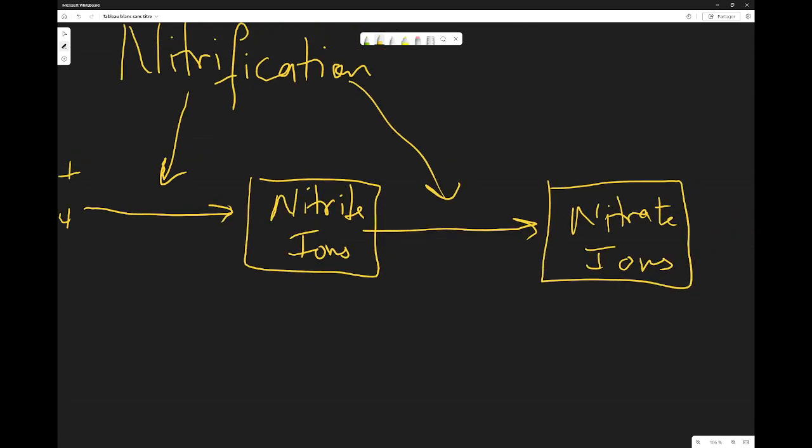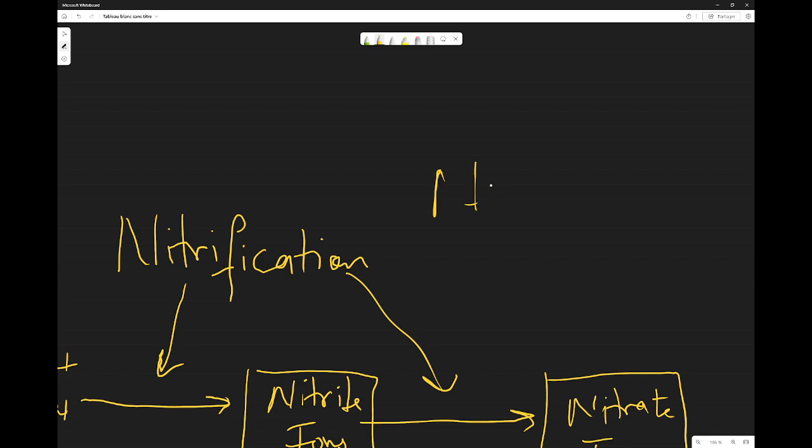And these are done by nitrifying bacteria. So, similar to nitrogen fixation, there are general processes that include bacteria in nitrification. Please remember that nitrification happens over two different steps. So we have nitrifying bacteria here, and during these oxidations, energy tends to be released.